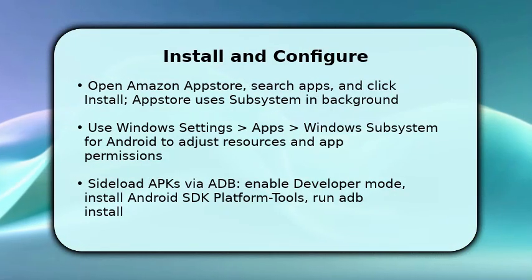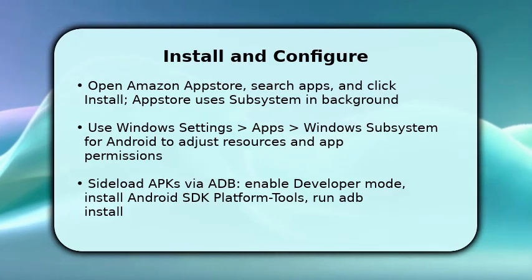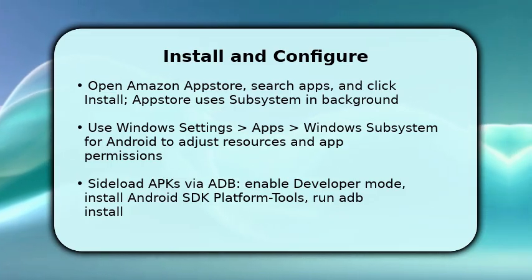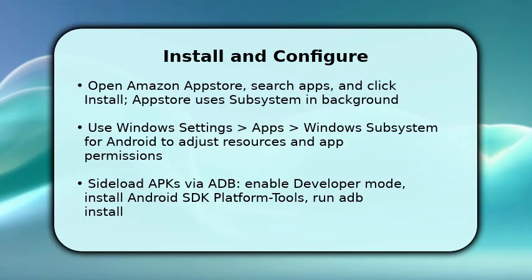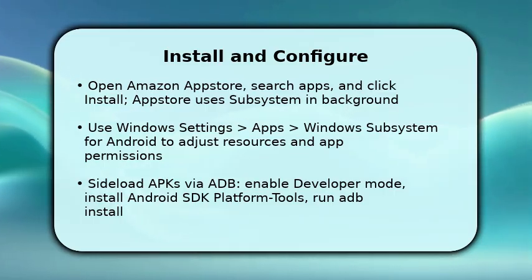Next, install apps. Launch the Amazon App Store, sign in, search for the app you want, and click Install. The subsystem handles the runtime, so apps appear in Start automatically. If you need different settings, go to Windows Settings, Apps, Windows Subsystem for Android to change memory, CPU limits, or file access because resource tweaks can improve performance.